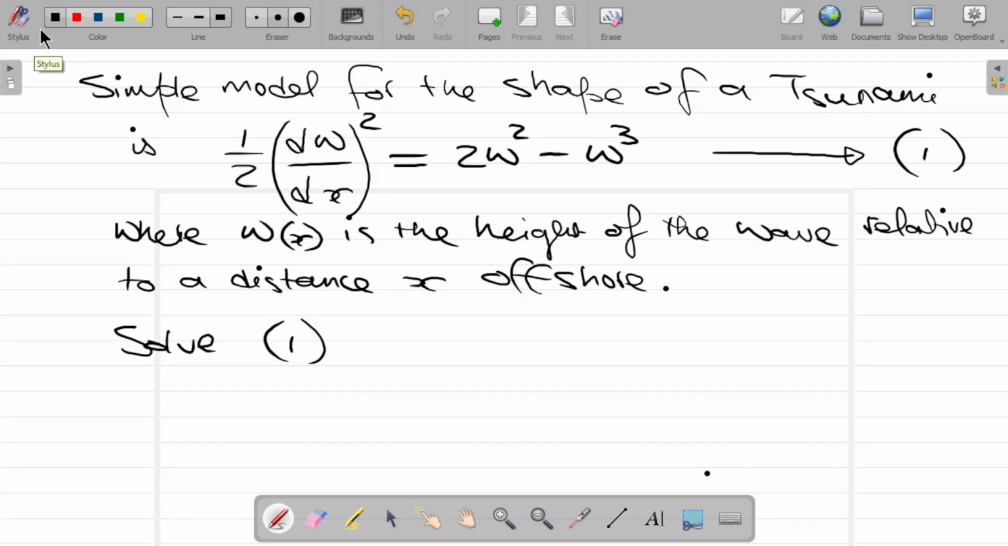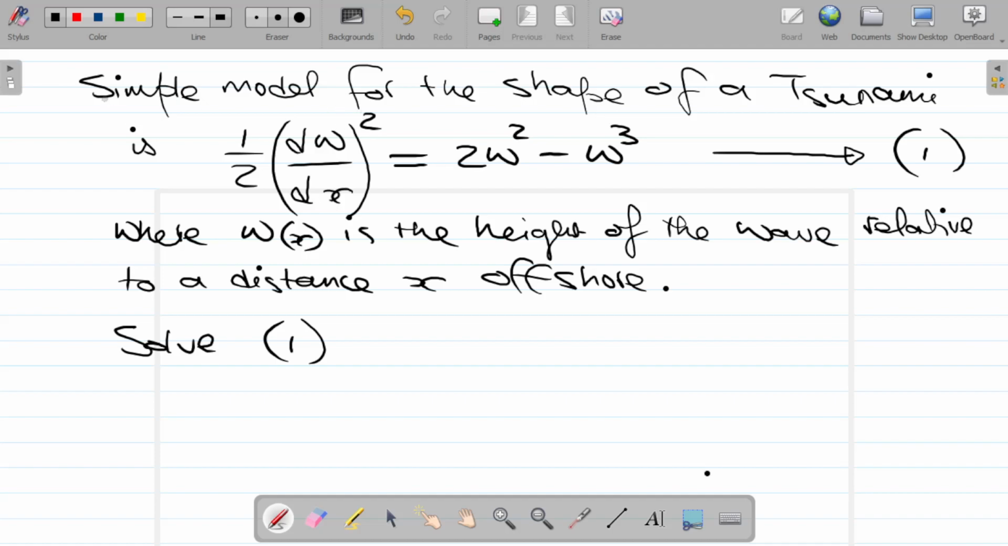Hello and welcome to another mathematics video in which we seek to analyze and solve ordinary differential equations. And as you can see in equation 1 here, we have yet another non-linear differential equation. Non-linear because its dw by dx term is all squared.